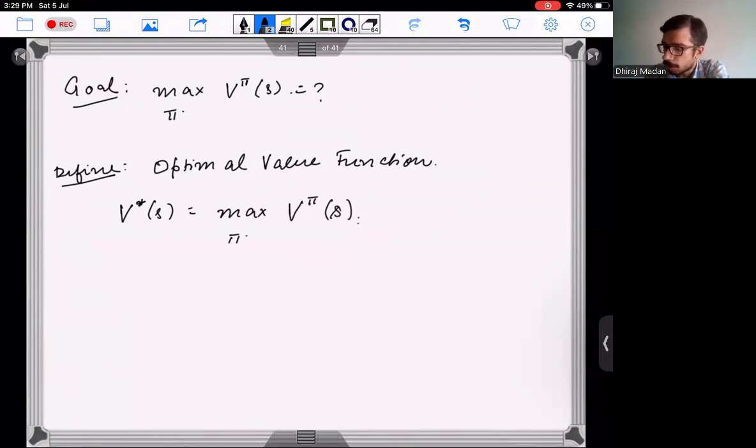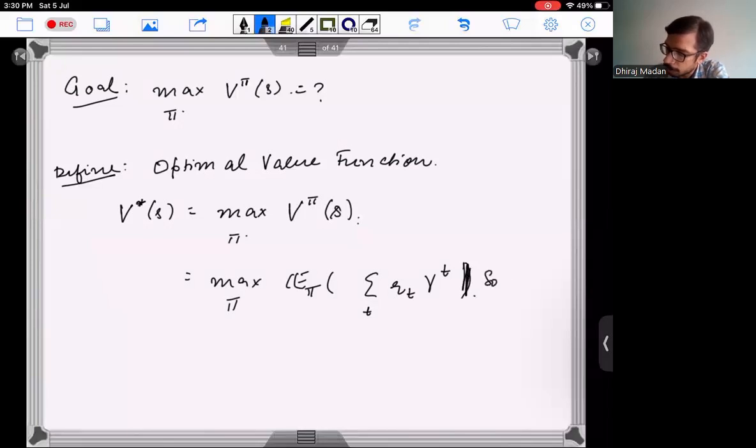Okay. So essentially, max over all policies pi, of the expectation over pi of the sum over t of R_t times gamma to the power t, given S naught is S. So the question is how to compute this V star of S.